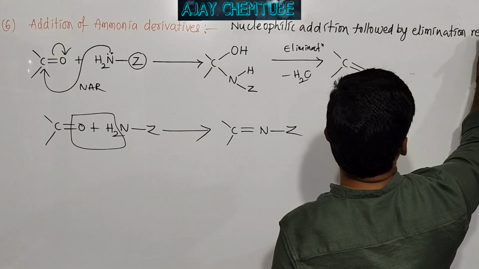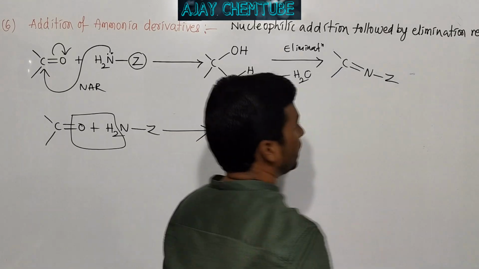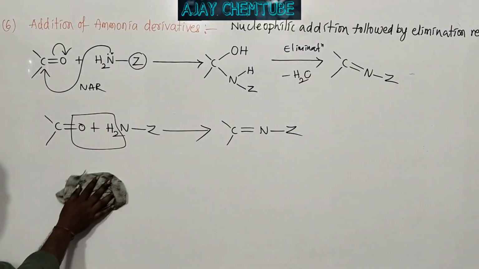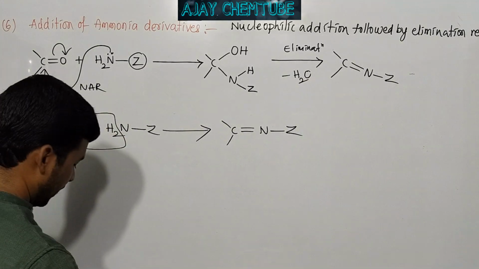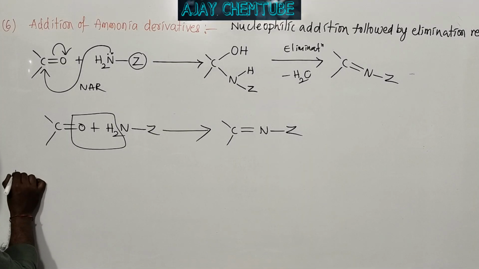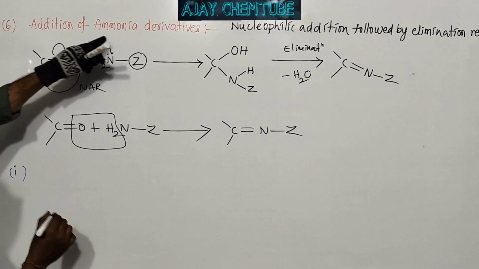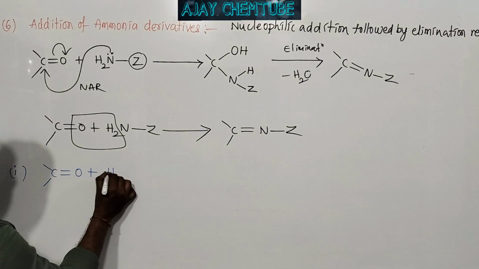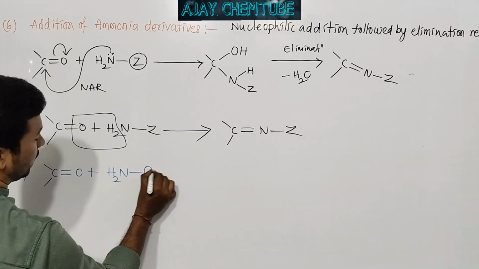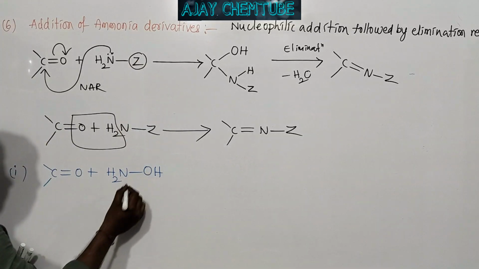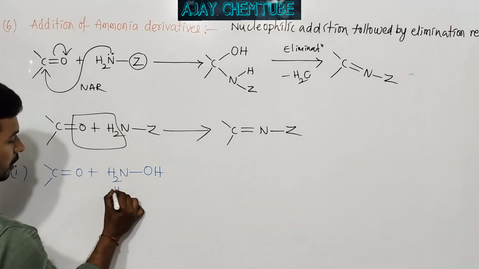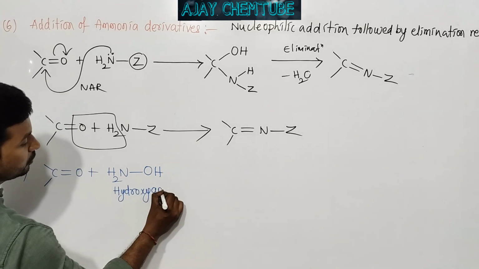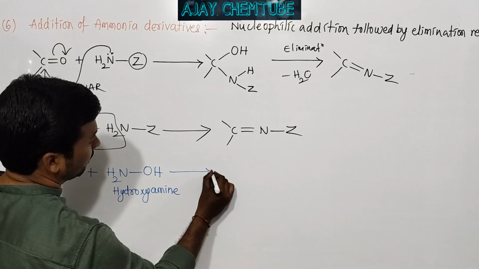Elimination reaction. Nucleophilic addition followed by elimination reaction. Okay, right. So I will write one by one equation. That is first. In this one, ammonia derivative, I am adding first which derivative? Hydroxylamine. I am writing hydroxylamine. In the place of Z, here OH is present. What is this? Hydroxyl. Because the hydroxy group is present and the NH2 group is present, so amine, hydroxylamine.